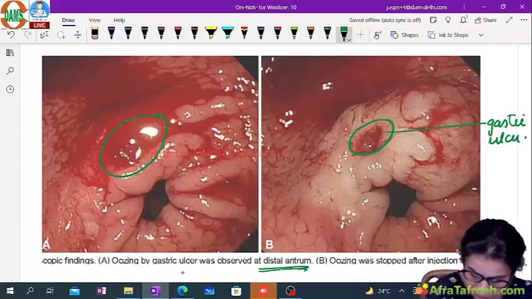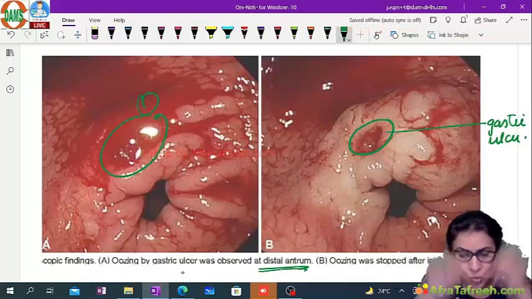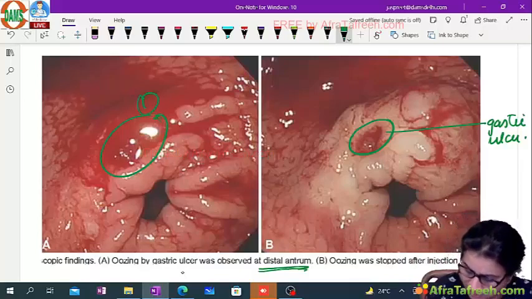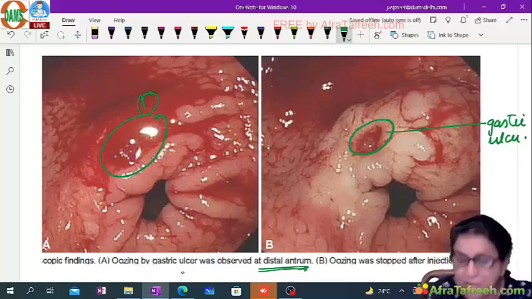So this is the ulcer. In the first picture, the ulcerated area is oozing blood, so you can only see blood. In the second area, the blood has been cleared. Oozing has stopped, so you can make out the ulcer.